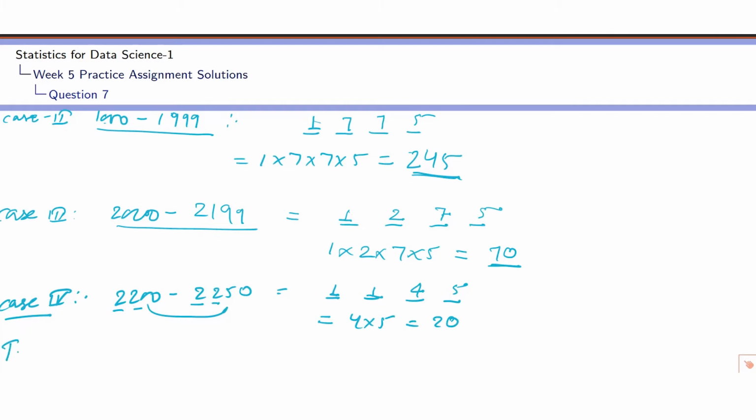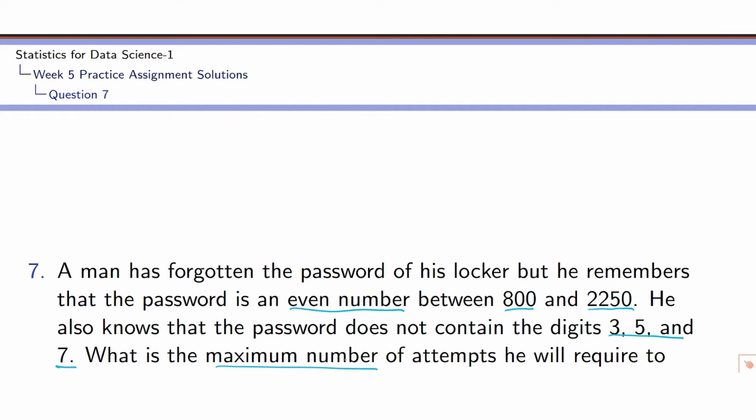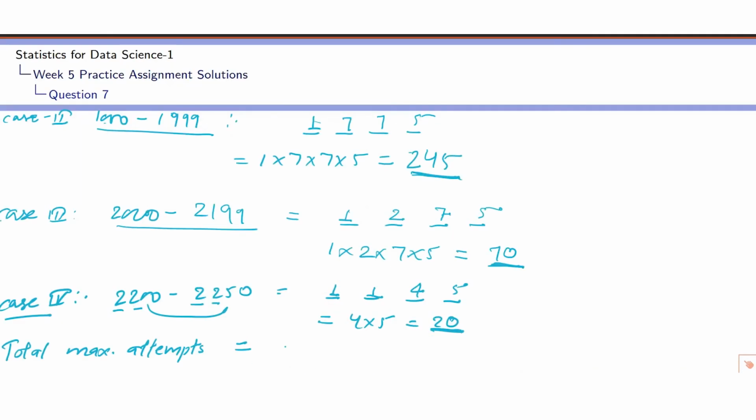Hence by the addition rule, the total maximum attempts he requires to open his locker will be the sum of all the cases, that is 70 plus 245 plus 70 plus 20. That will be 405.